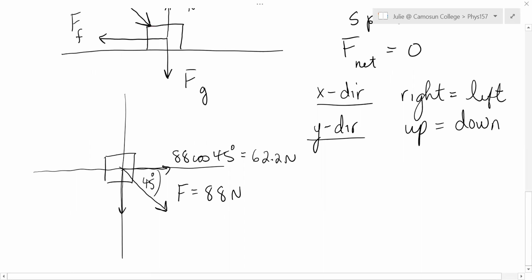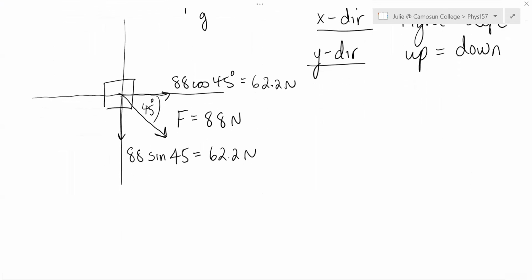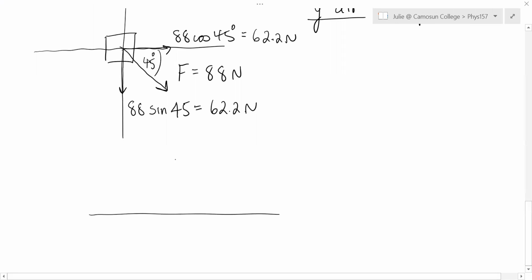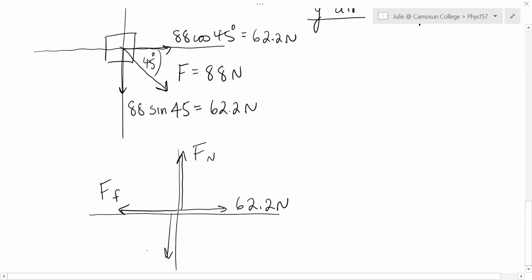And then this one would be 88 sine 45, which would also be 62.2 newtons. Okay, now I can draw my up, down, left, right, now that I've got that applied force in terms of its x's and y's. So we've got the applied force component in the x direction, 62.2. We've got friction left. We've got the normal force up. We've got the force of gravity down, and also the component of that applied force down.